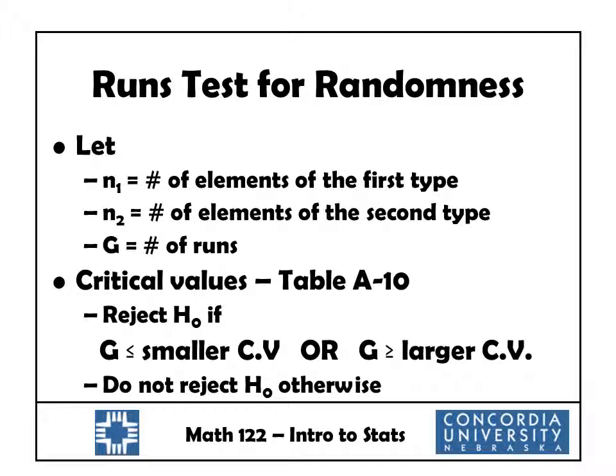We used a traditional method for doing this type of test. The critical values come from table A10, which are on that hypothesis testing tables worksheet. And the criteria there is that we reject the null hypothesis if g is less than or equal to the smaller of the two critical values, or g is greater than or equal to the larger of the two critical values. And we do not reject the null hypothesis otherwise.